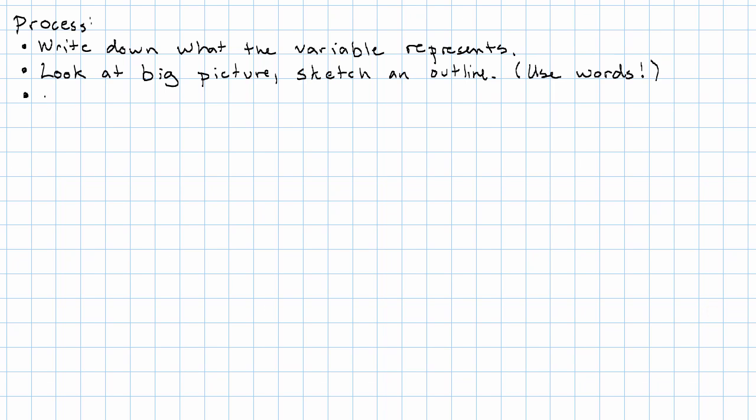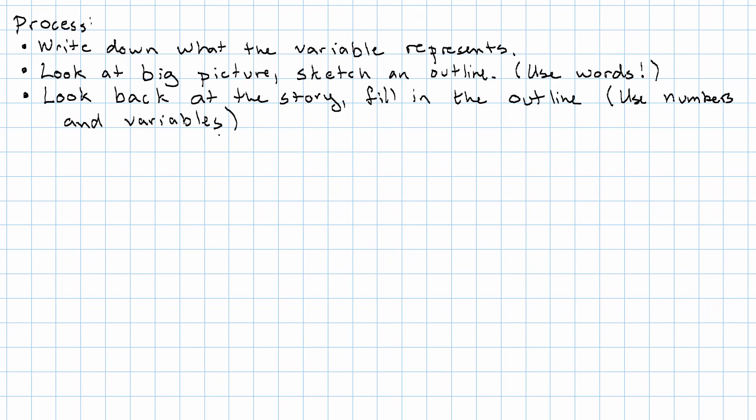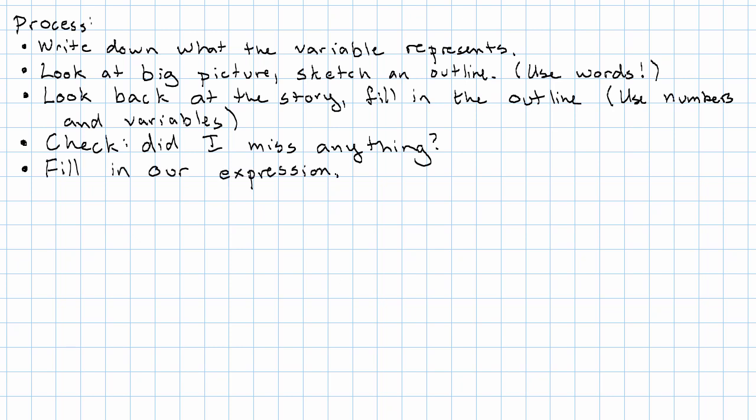Then, we looked back at the story to fill in the outline. And at that point, we used numbers and variables. We checked back with the story. Did we miss anything that was relevant to our problem? And then, once we knew that we had everything we needed, we filled in our expression. It's important that first we look at the big picture, and then we fill in the details. Otherwise, we just end up with a big pile of numbers and variables with no real direction.